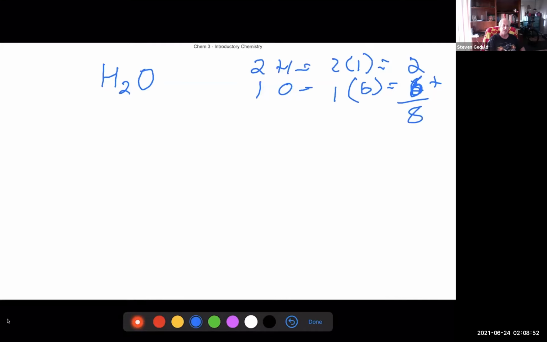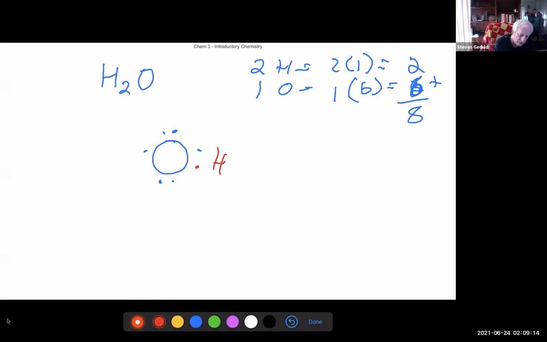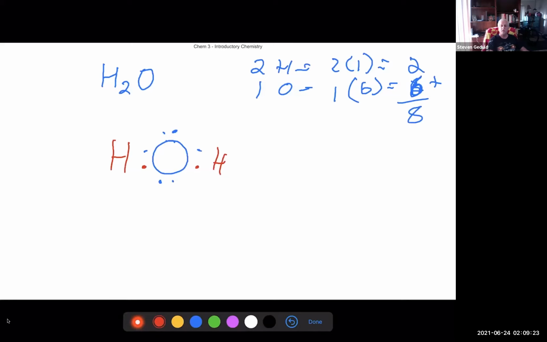Hydrogen can't be in the center because it ends, because it only has 2 electrons. So we put oxygen in the center. Oxygen has 1, 2, 3, 4, 5, 6 valence electrons. Hydrogen has 1. Put 1 there, put 1 there. That gives you a total of 8 valence electrons around oxygen, and 2 around each hydrogen. So we drew our structure for H2O.